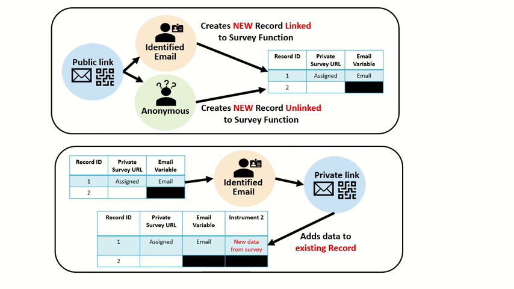You send them an email with a very specific link that takes them back into their record, and it places whatever additional information you're asking them to provide. It either puts it into the existing instrument or into a new instrument, but it attaches it to the record that the private link has associated the two pieces. Okay, I know it's a little confusing.